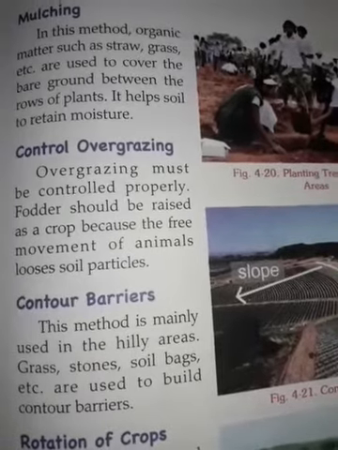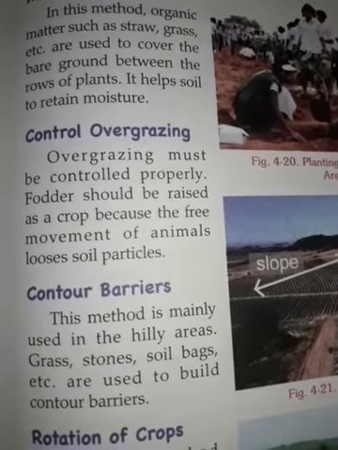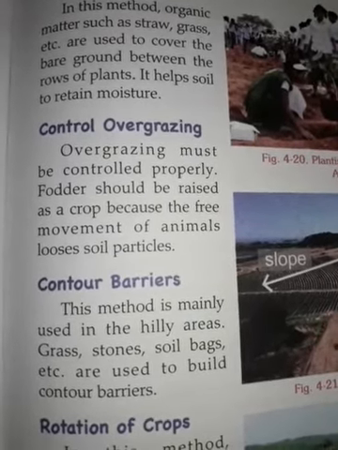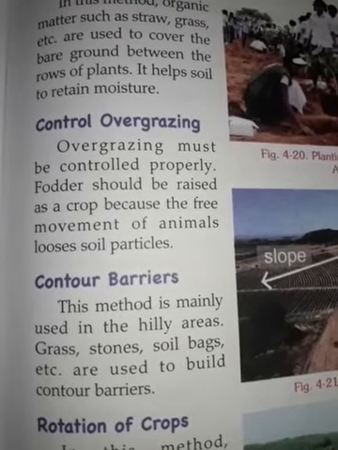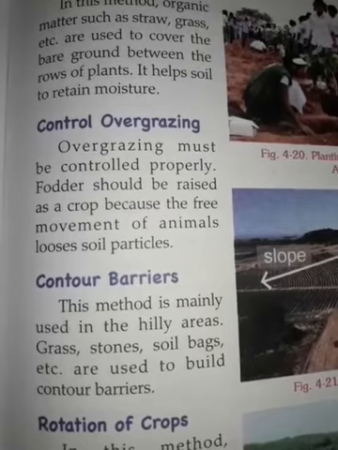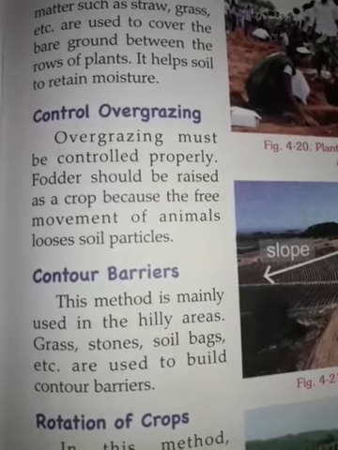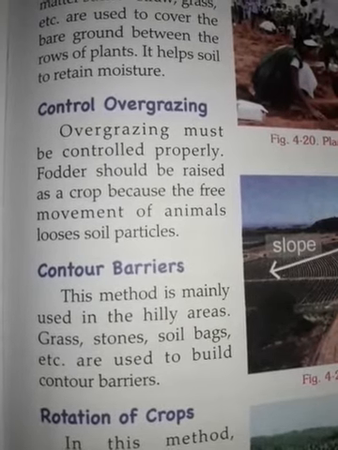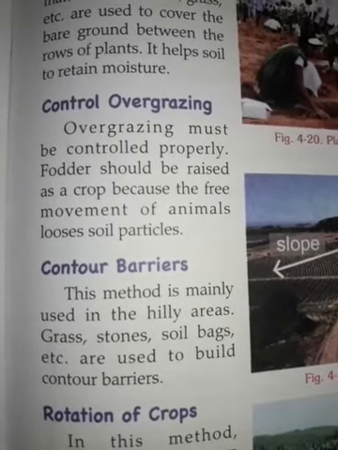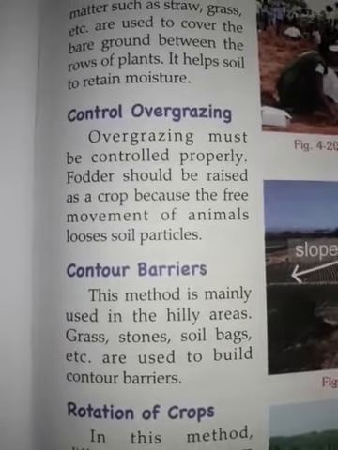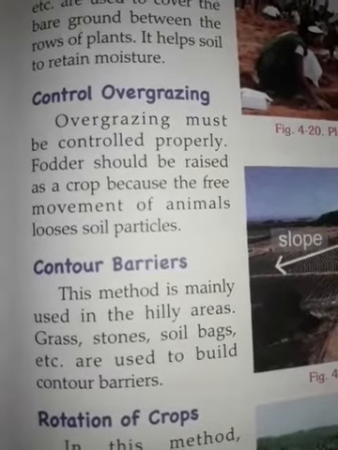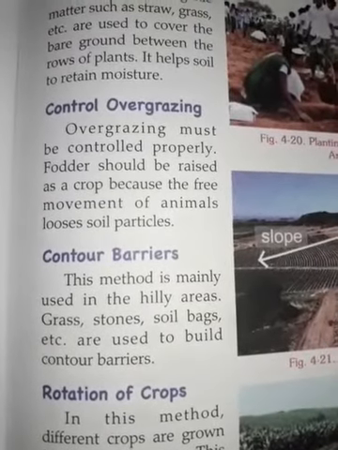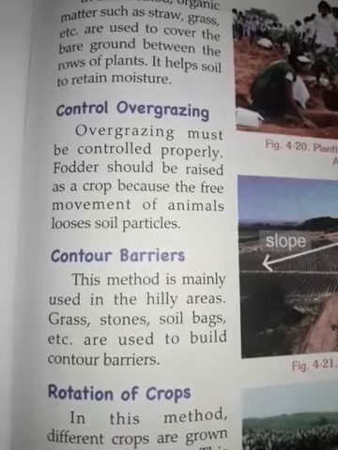Control over grazing. When the animals are left uncontrolled in the field or in the mountain, they not only eat the grass but also they eat the small plants. So when they eat small plants, the plants cannot turn into trees, and due to that the number of trees decreases in that forest or in that region. And due to the decrease in the trees, the soil becomes loose and erodes from that region.